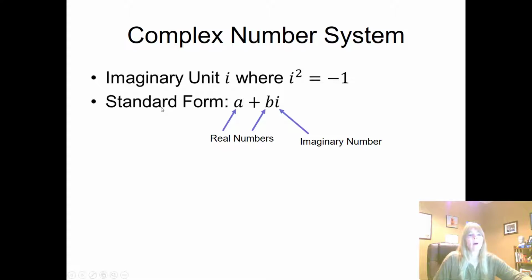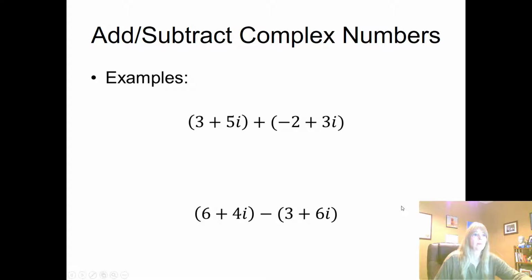If we have our complex number system with an imaginary unit in standard form, then this piece right here is the real number. This piece right here is the imaginary number. And so, for example, if we want to add or subtract these, you just do them like you're used to with variables, even though i is not a variable, it is an imaginary number. You just collect like terms.